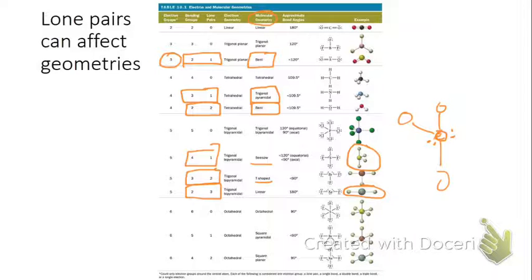So then for 6, right, we can only add 2. So for 6, we add them to the axial positions, not the equatorial positions. So you get square pyramidal. So this is a pyramid with a square base, or square planar. So it's flat as a pancake, but it takes the shape of a square. So lone pairs can affect what we do.